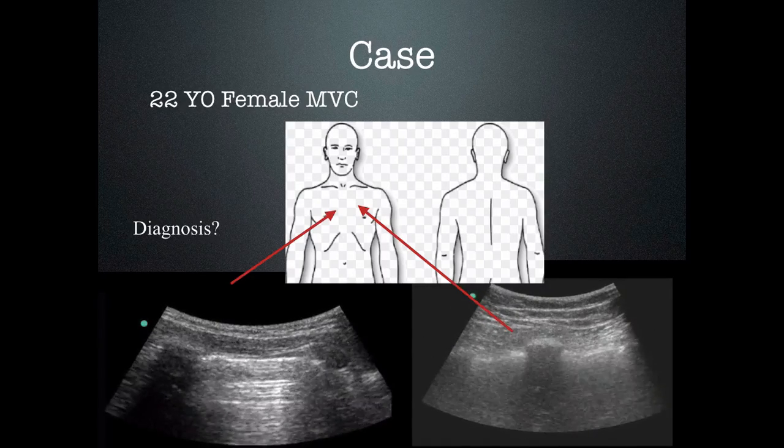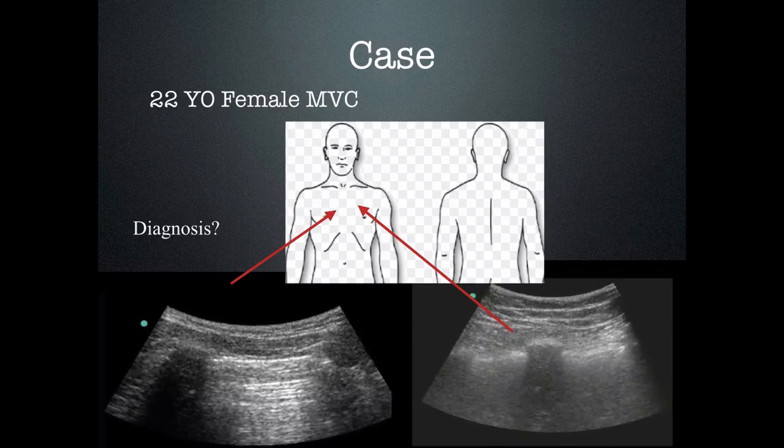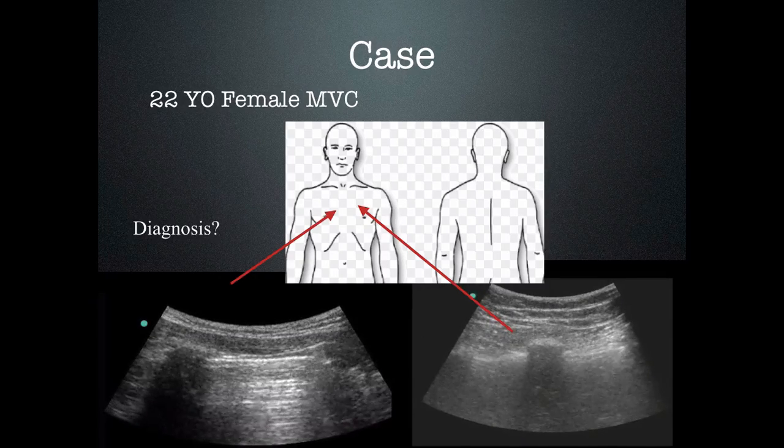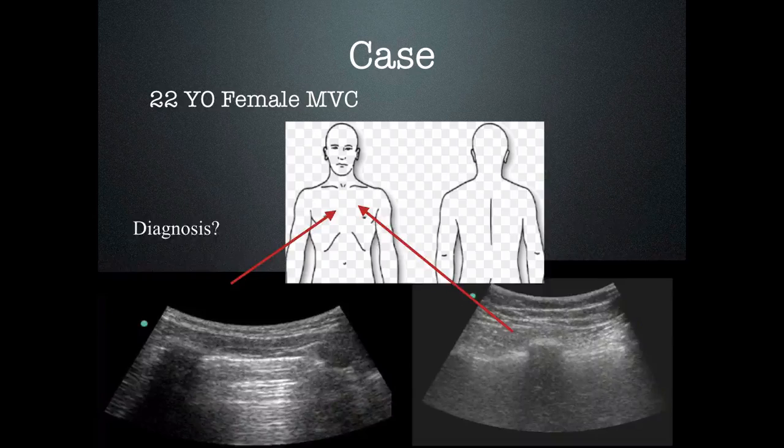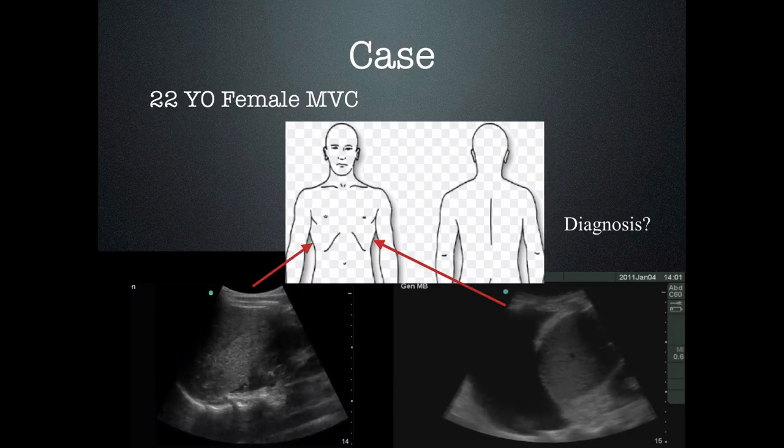How would we confirm that? We would slide around the chest. We'd look for the lung point. Then we know we're looking at a pneumothorax. How about this case?